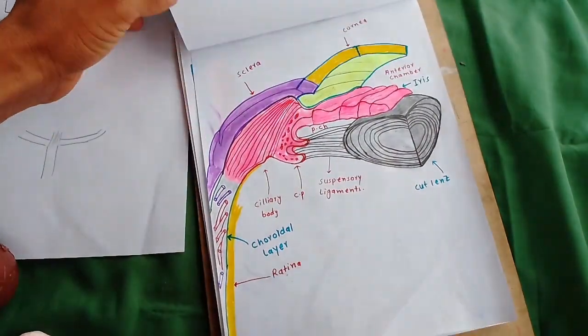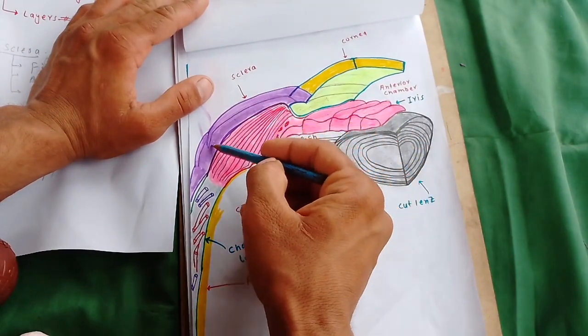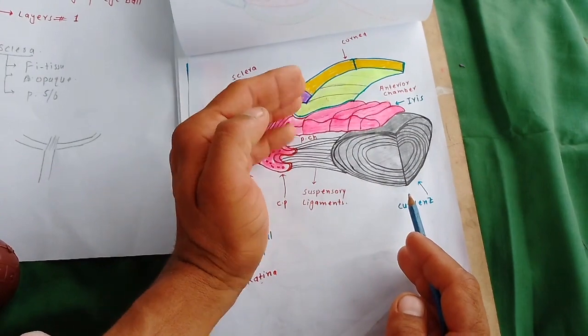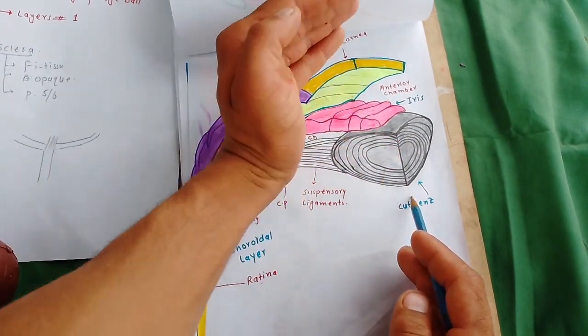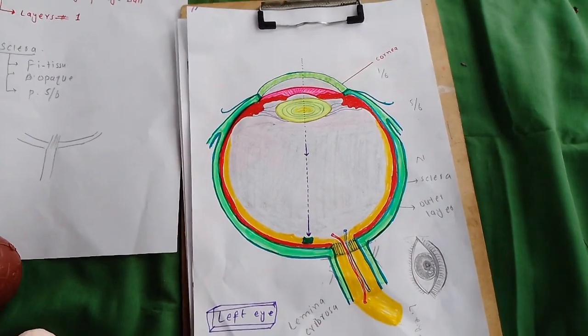When I cut the eye, this is the cornea, this is the sclera, this is the cornea, this is the sclera, and this is the iris, this is the lens, and this is the cornea. I will discuss this later in this lecture.